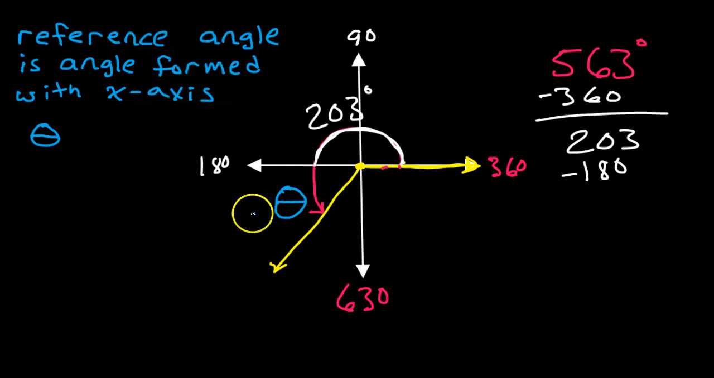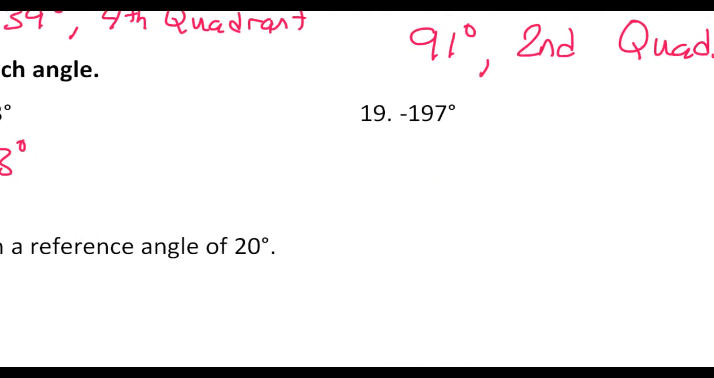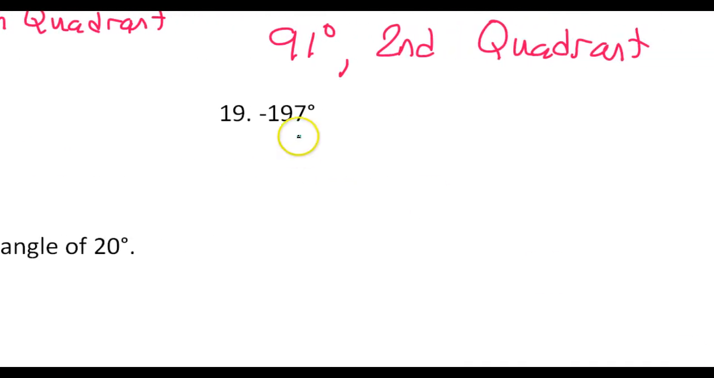So that means this reference angle is 23 degrees. Okay, let's see, can I make that go away? So again, think about it: 180 plus an extra 23. The 23 degrees is what we wanted. Alright, the reference angle is always going to be positive. Let's do it one more time.